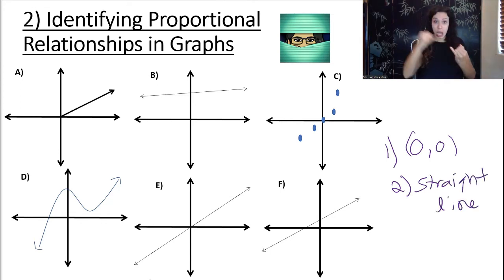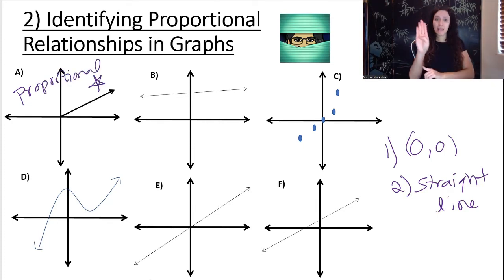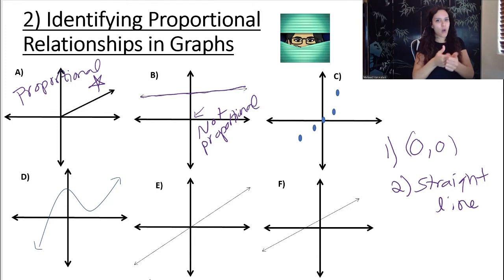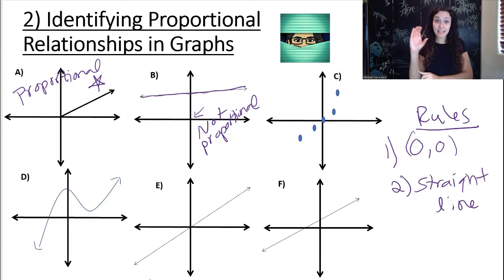So A, okay, it's a straight line, and it looks like it starts at 0, 0. So yeah, this is proportional. Let's look at B. Okay, it's a straight line, but it does not cross the origin, so not proportional. It has to follow both of those 2 rules. All right, so C, it looks like it could be a straight line and go through the origin, but then it curves up, so it's no longer a straight line, so not proportional.